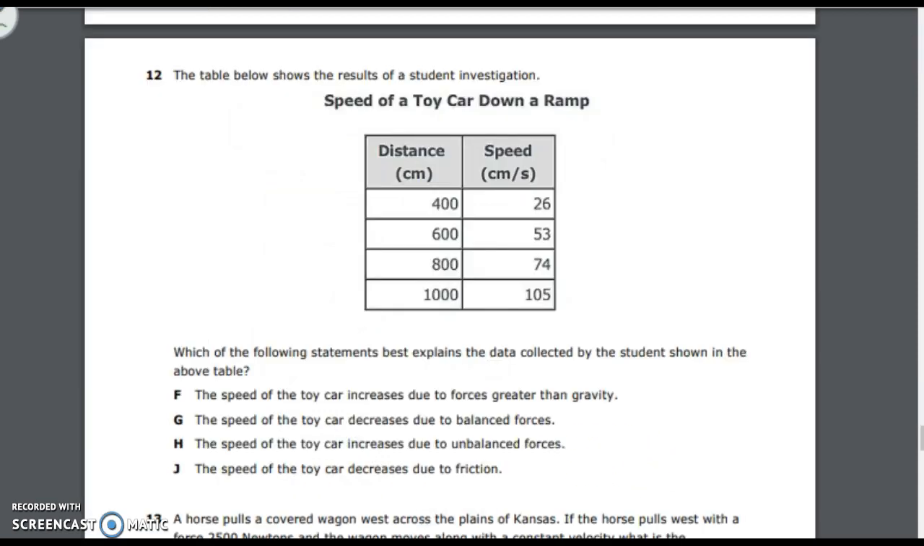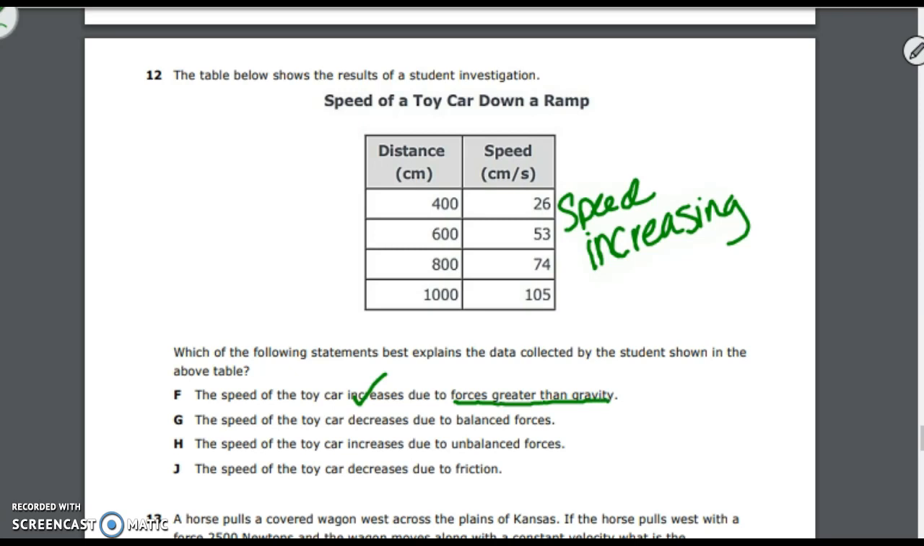Okay, number 12. The table below shows the results of a student investigation, the speed of a toy car down a ramp. So as it goes down the ramp, we notice the speed is increasing. Which of the following statements best explains the data collected by the students shown in the table? The speed of the toy car increases. Okay, it does. However, why does it increase? Does it increase due to forces greater than gravity? Well, gravity goes down.